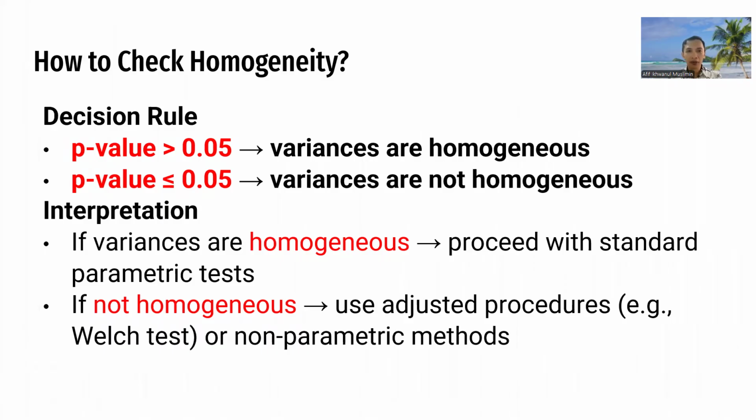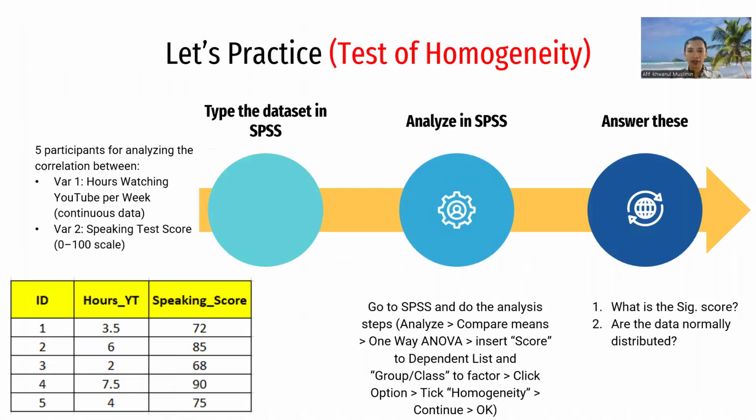How to interpret the result of the homogeneity test? If the p-value is more than 0.05, it's understood as homogeneous. But if the p-value is less than 0.05, it means that the data are not homogeneous. How can we interpret this kind of situation? If the data is homogeneous, you can go to a parametric test, or do an independent t-test. But if your data is not homogeneous, you have to apply another type of test, or non-parametric methods.